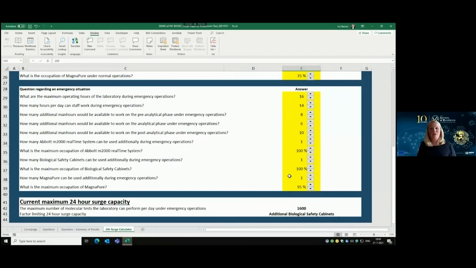So that was the demonstration of the tool. If you have any questions, we are happy to take them. But for now, I would like to give the word back to John Jones. Thank you.